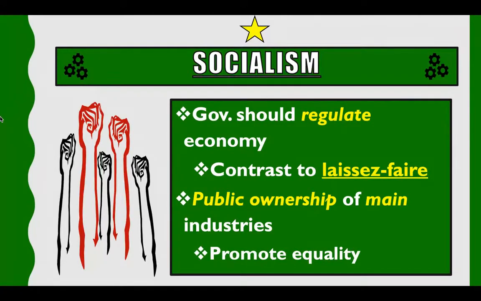In communism, everything is owned by the government. There are no private businesses, and everything essentially is commandeered, taken, and redistributed.